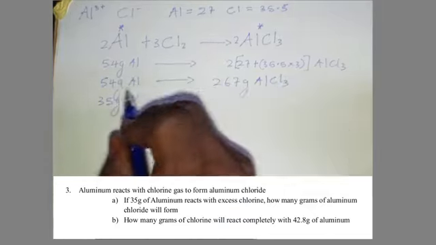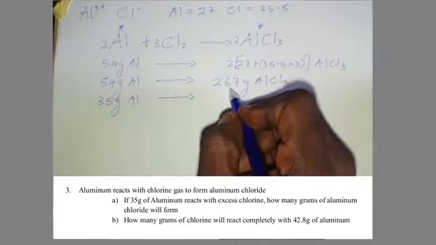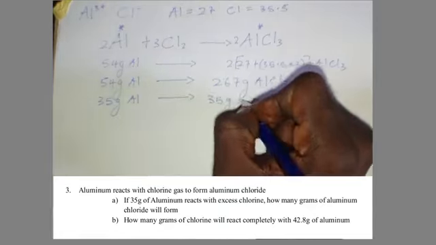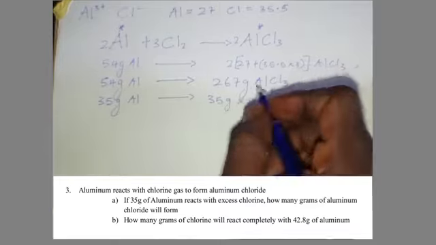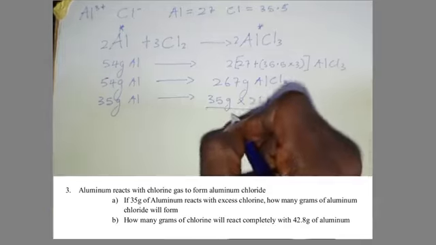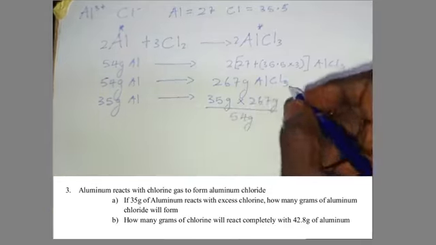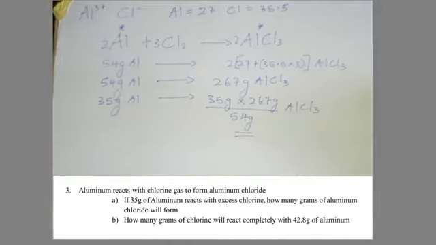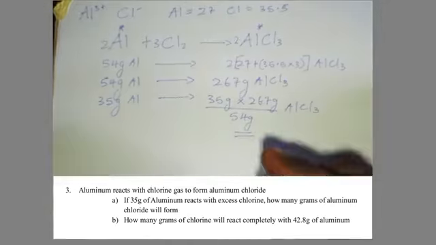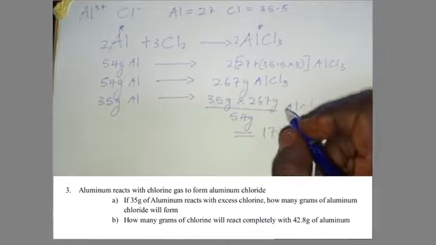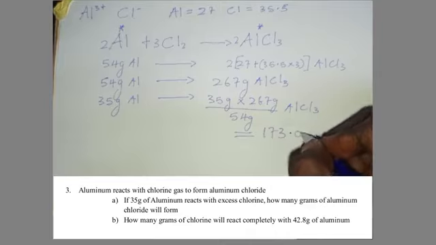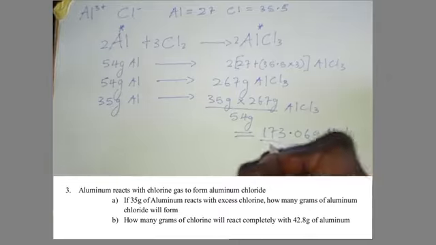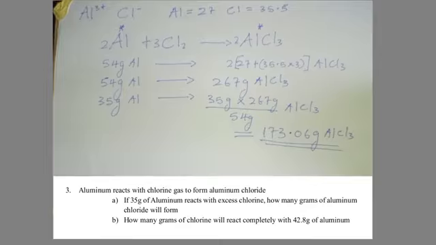We are going to cross multiply. 35 grams multiplied by 267 divided by 54. 35 grams multiplied by 267 grams all over 54 grams of aluminum chloride. So what will be the final answer here? Let's punch it out. That gives us 173.06 grams of aluminum chloride. That's the final answer for question number A. Let's go to the B part now.